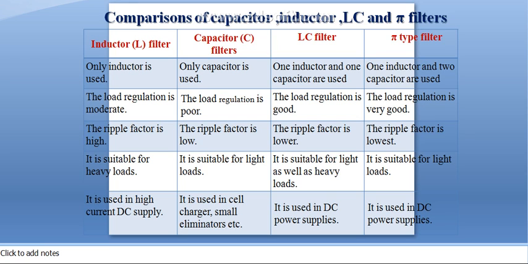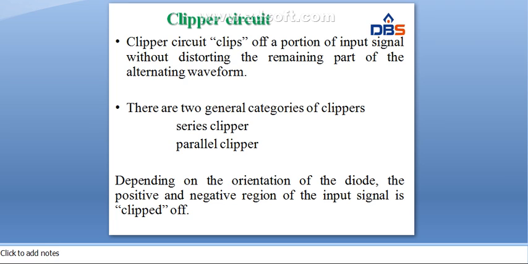Today in this session we are going to discuss clipper and clamper circuits. So we'll see what a clipper is. The clipper circuit clips off a portion of the input signal without distorting the remaining part of the alternating waveform.